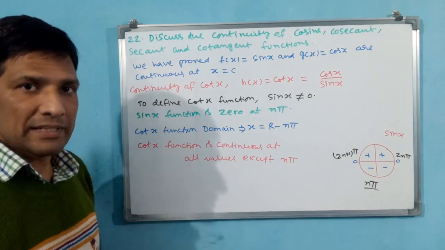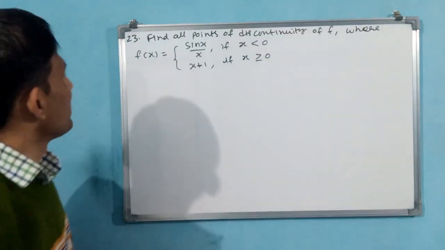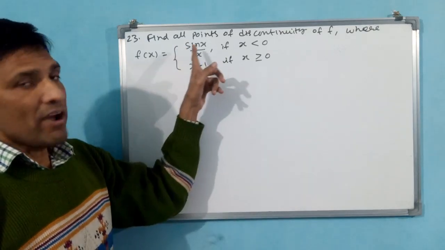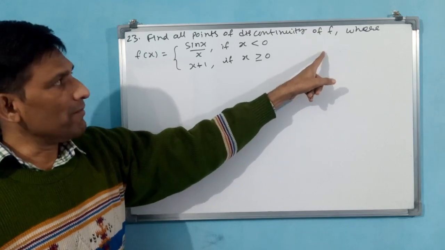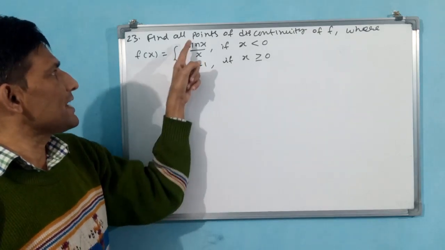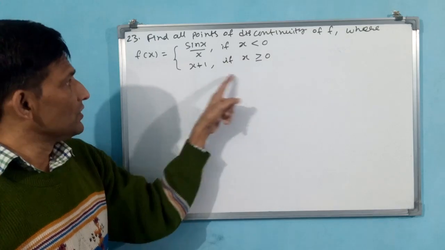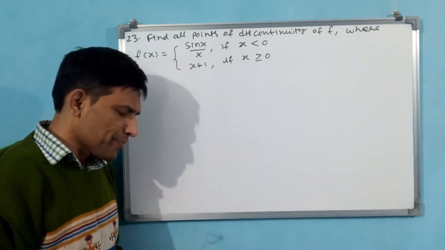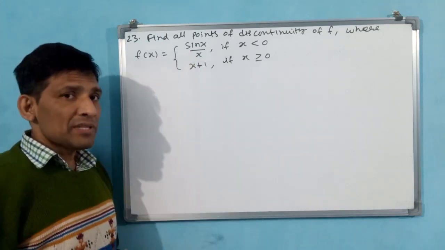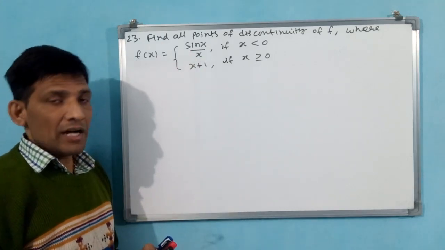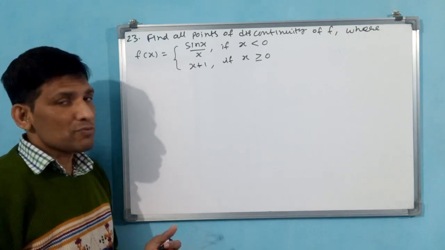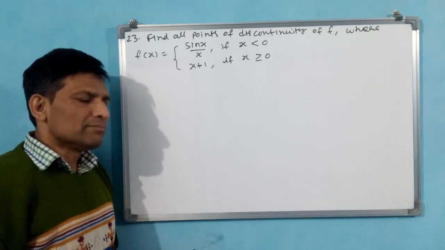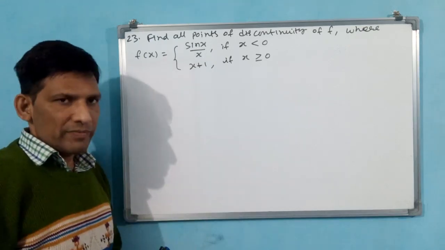That will be the last question for this class. Let us go. See the 23rd question. What have they written? Find all points of discontinuity of f, where f of x is equal to sin x by x if x is less than 0, and x plus 1 if x is greater than or equal to 0. He himself mentioned discontinuity and is asking us to find the discontinuous points. For the sake of argument, let us take that this is a discontinuous function.